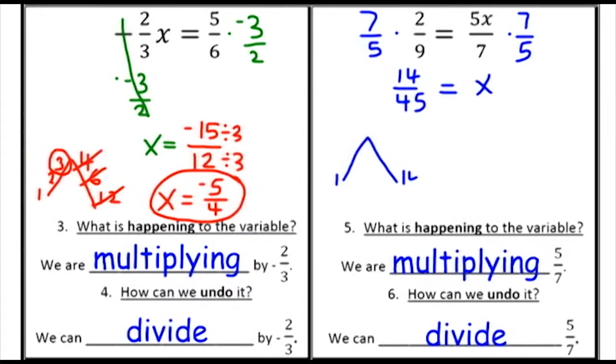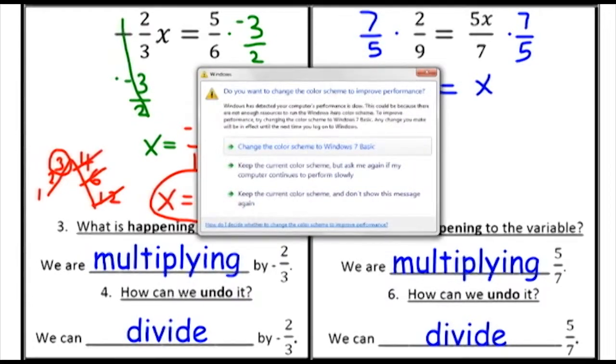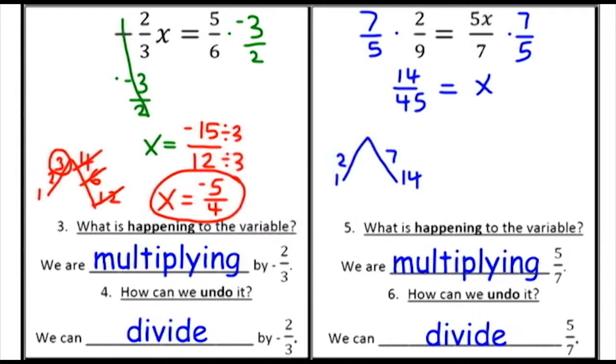14. 2 goes into 14 7 times. 14 divided by 3, decimal. Divided by 4, decimal. 5, decimal. 6, decimal. Oh my gosh, Windows. I do not want to change the color scheme. So, I don't see any factors. 45 divided by 14, decimal. Decimal. Decimal. We know by definition when the greatest common factor is 1, it's already in simplest terms.